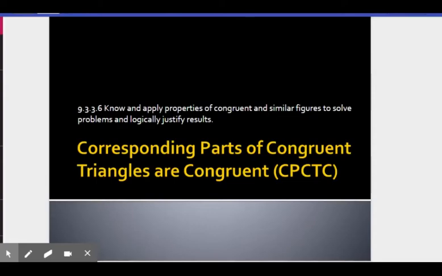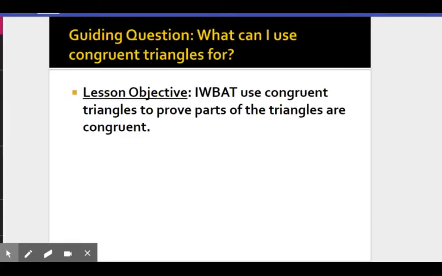Welcome. Today we're going to be talking about corresponding parts of congruent triangles being congruent. We're going to be using congruent triangles, our previous topic. Once we know that they are congruent, we'll be using that fact to show that the other parts not named in the triangle that are used to find that they're congruent are also congruent as well.